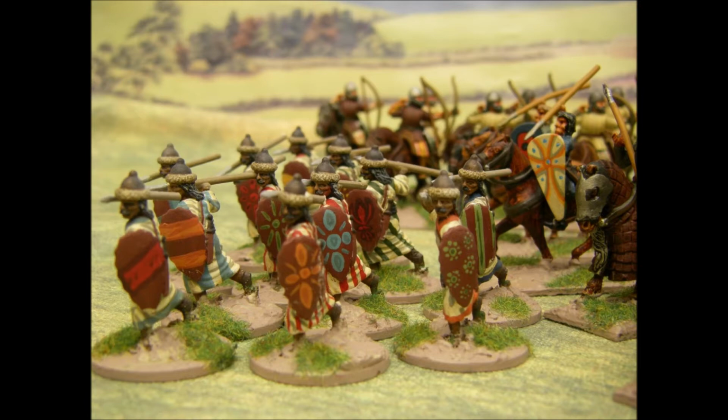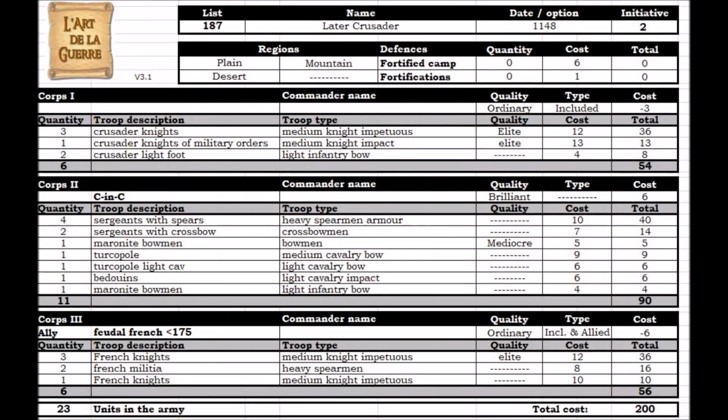And basically the idea of the spear command and the crossbow command is the crossbow sit in terrain, the spear sit beside them, and you hopefully can just hold that wing against shooting and things like that while the knights do their stuff. And so that crossbow command, you've got 4 heavy spearmen with armor, which is an interesting one to look at. You've got a couple of sergeants with crossbow.